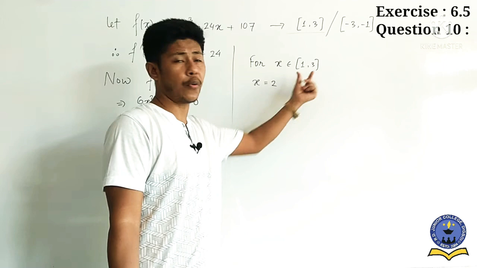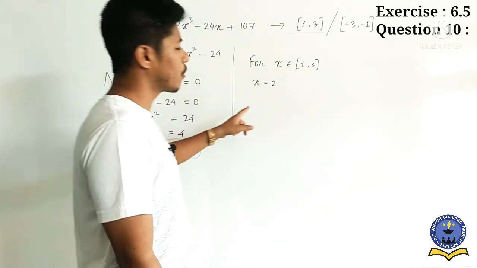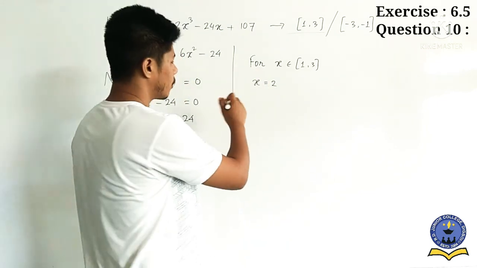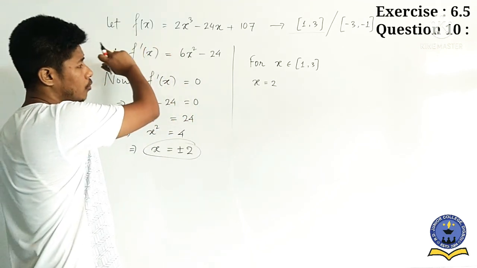These two are known as endpoints, and this one is the critical point. So we have to put these values, and where do we have to put them? We have to put this point on the given function.